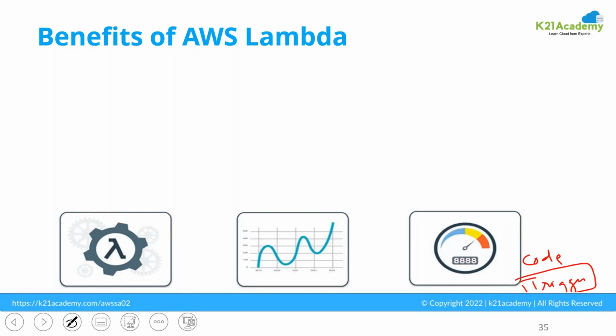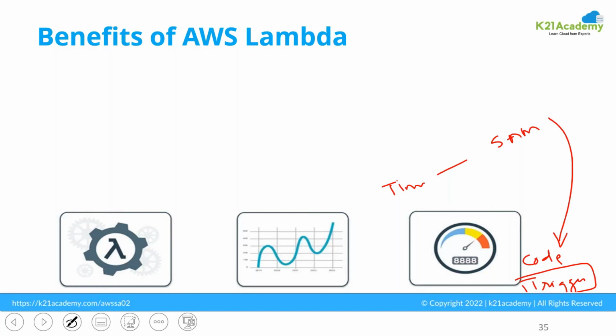So trigger is actually nothing but various functions. So it could be a put action on a bucket. It could be a time-based trigger. So every day at 5 a.m. this code should get executed. That could also be a trigger.